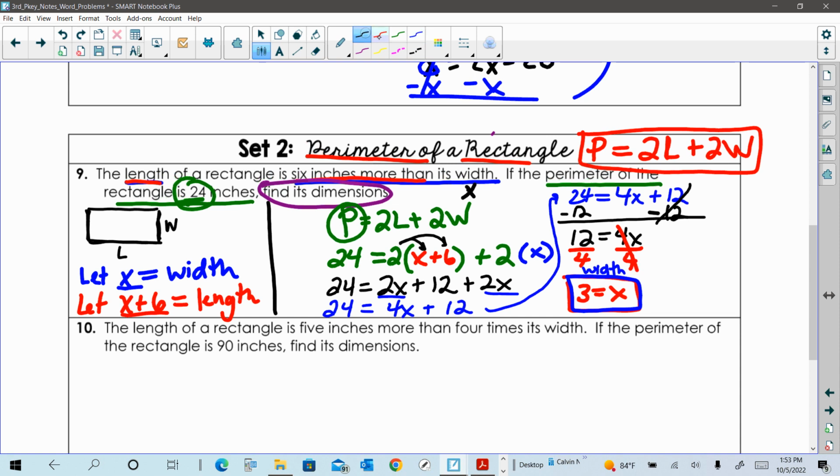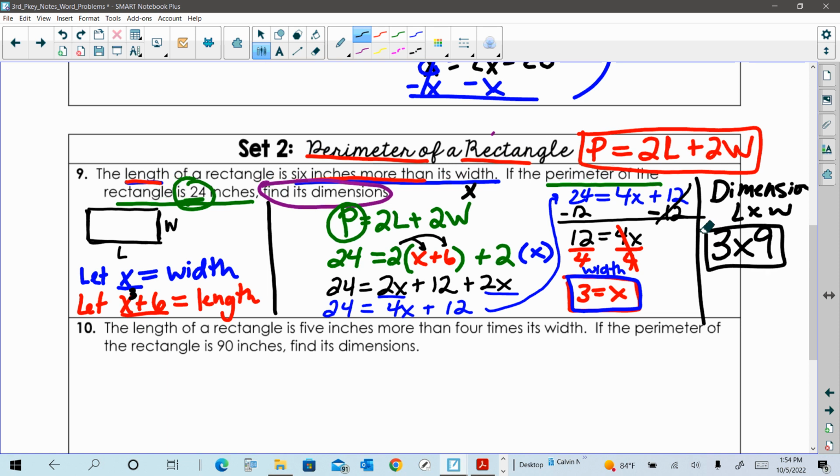Step 3 is to answer the specific question, give the exact answer to what the problem is asking. We need to find the dimensions, the width and the length. If I know x is 3, my width is 3, and my length is 3 plus 6, so I have a 3 by 9 rectangle. Usually when they want the dimensions, you do length by width. So that's why this 3 by 9 would be our solution here.